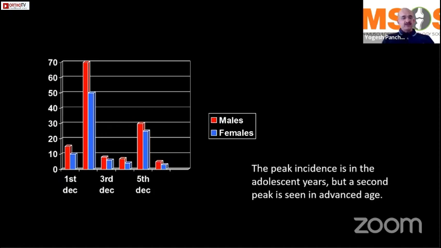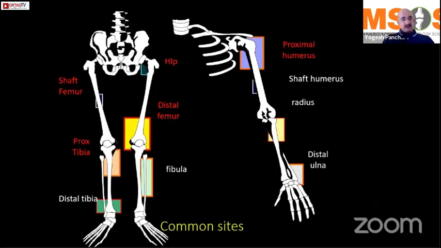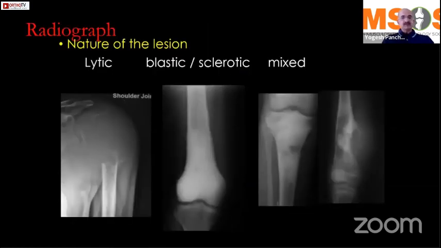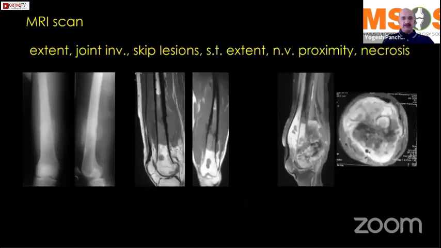We have a bimodal distribution, meaning we see cases in their late teens, around 15 to 20 years of age, and then a second peak of osteosarcoma in the 5th decade of the patient's life. It can affect any bone in the body, but is commonly seen around the knee joint, in the proximal femur, and in the diaphyseal area of long bones such as the femur. Radiologically there can be various appearances. It can be purely lytic, purely sclerotic, or have a mixed lytic and sclerotic appearance.